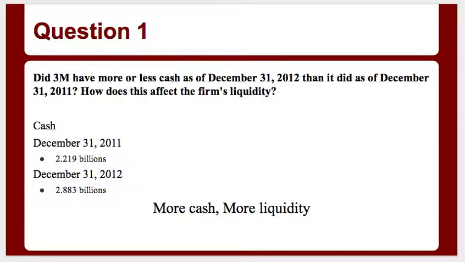Question 1. The cash of 3M in 2011 is 2.219 billion, and in 2012 is 2.883 billion. The cash increased by 664 million in 2012 from 2011, which means the firm has more money to invest in the business or to spend in other ways. That would increase the firm's liquidity.